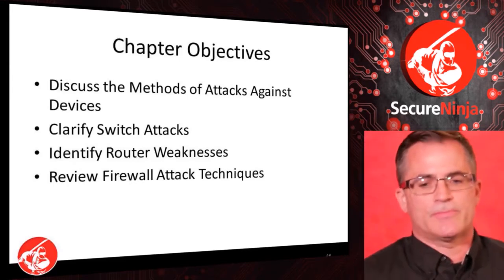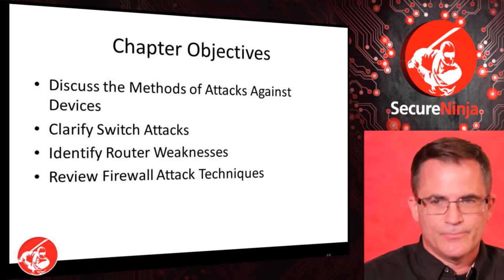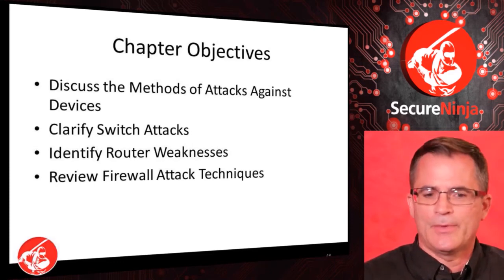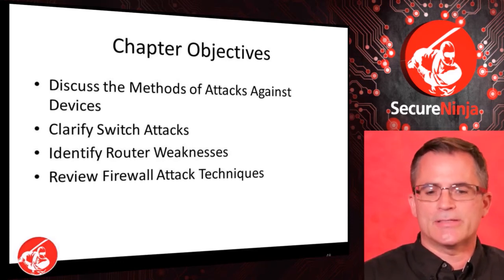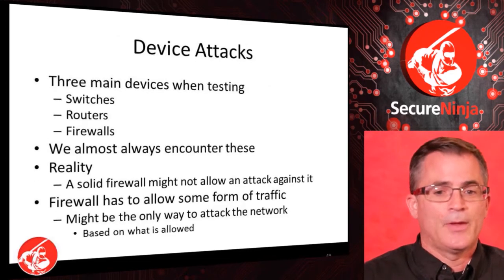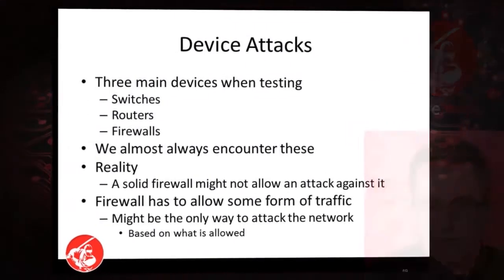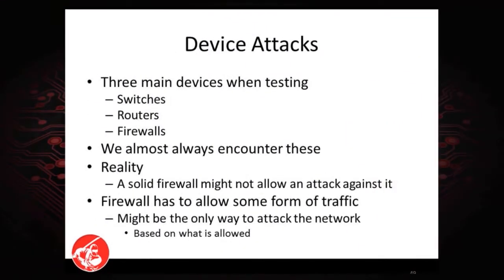Here's our objectives for the chapter. We're going to discuss the methods of attacks against devices, clarify switch attacks, identify router weaknesses, and review firewall attack techniques. Three main devices when testing we're going to run into. We're going to run into a switch, a router, and a firewall. You're almost always going to encounter these three devices because organizations deploy them. Reality is, if it's a well-configured solid firewall, we're probably not going to be able to attack it.